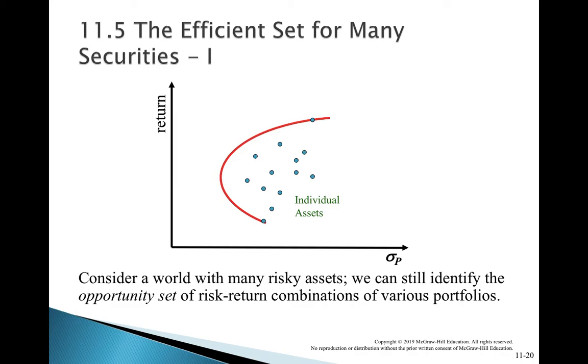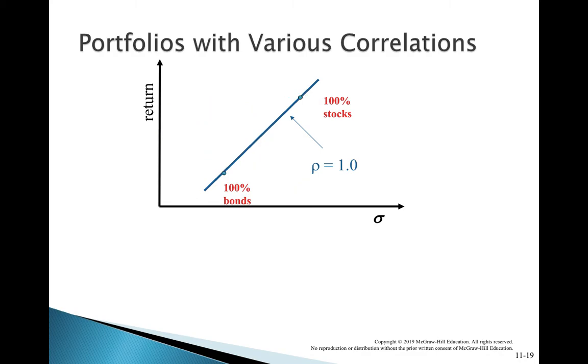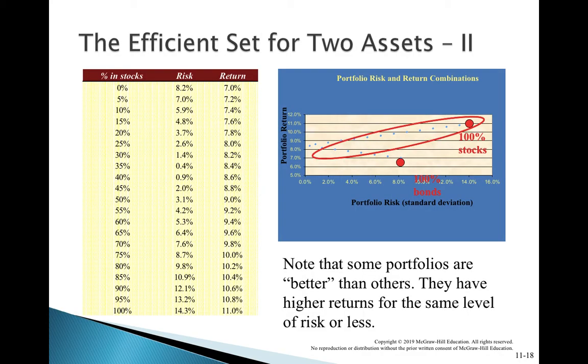Now we will find the efficient set for many securities. What happens? In our previous example, we have seen the different sets of combinations, like 0% stock, 100% bond, 5% stock, 95% bond, 10, 90, 15, 85, like that. You moved up to 100% stock, 0% bond. So different sets of portfolios you have drawn.